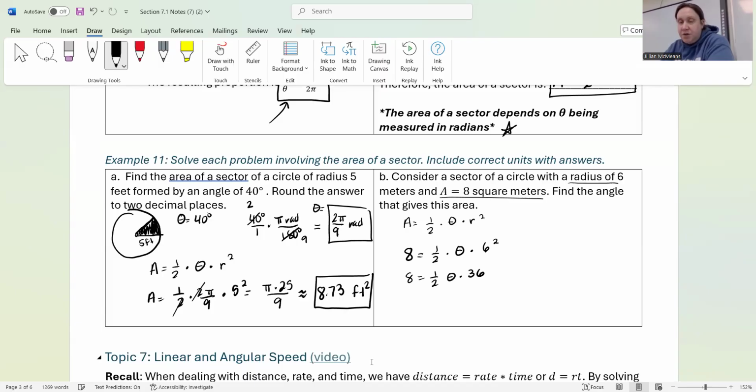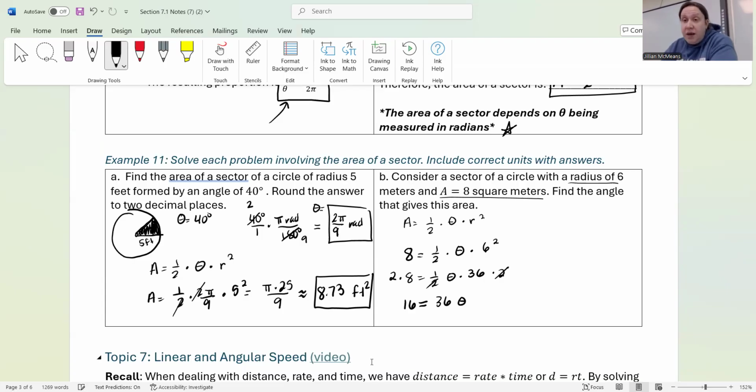You could do this 2 ways. You can get rid of your fraction by multiplying 1/2 times 36, or you could multiply both sides of this by 2 and then divide. It doesn't matter. It's 6 one way, 1/2 a dozen the other. So I'm going to multiply both sides by 2. On the right, 1/2 times 2 is 1, so the 2's just cancel. On the left, we get 16. So now we have 16 equals 36 times theta.